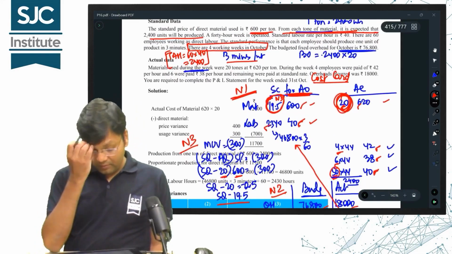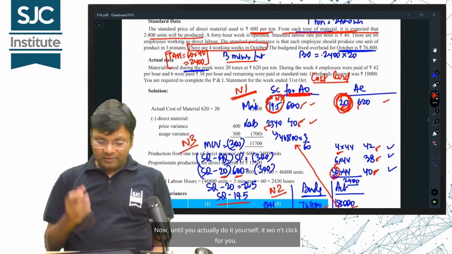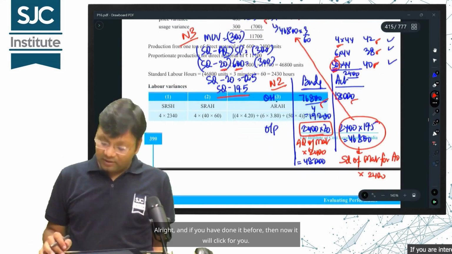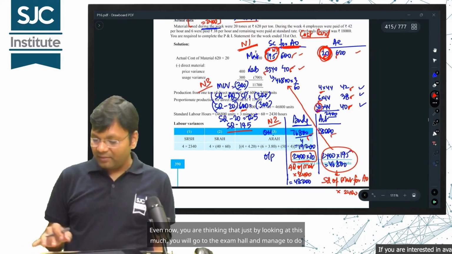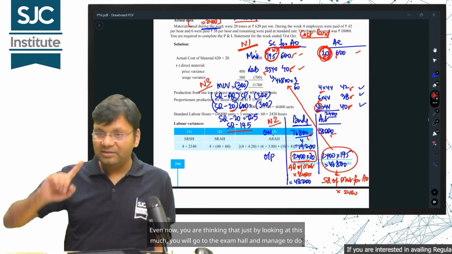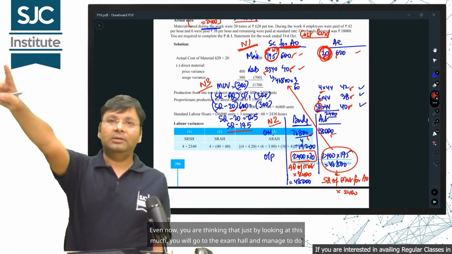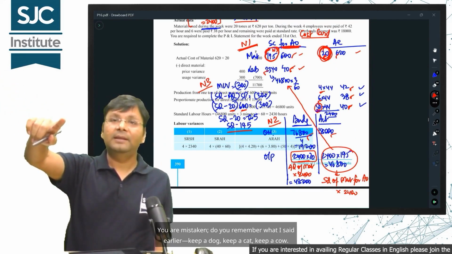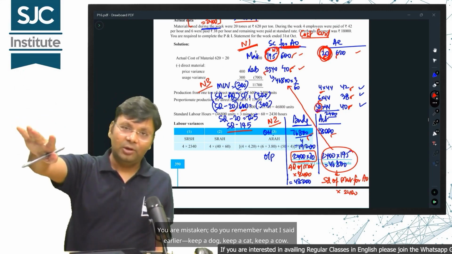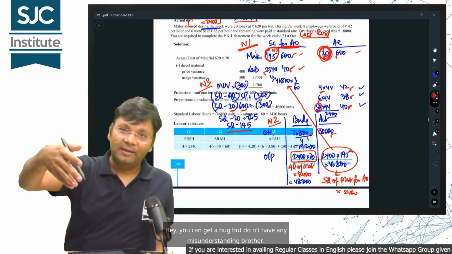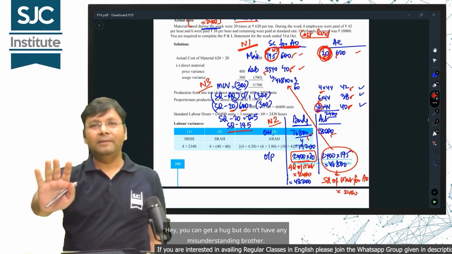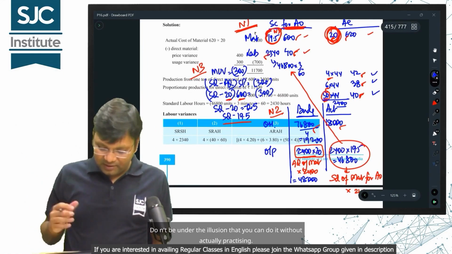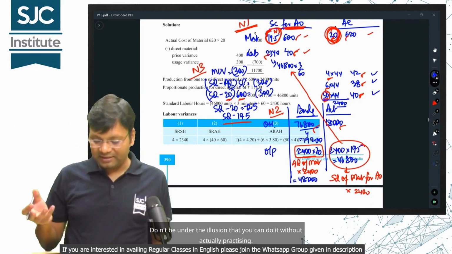Understood? Now, until you actually do it yourself, it won't click for you. Alright, and if you have done it before, then now it will click for you. Even now, you are thinking that just by looking at this much, you will go to the exam hall and manage to do the same thing. You are mistaken. Do you remember what I said earlier? Keep a dog, keep a cat, keep a cow. Hey, you can get a hug but don't have any misunderstanding, brother. Don't live in a misunderstanding. Don't be under the illusion that you can do it without actually practicing.